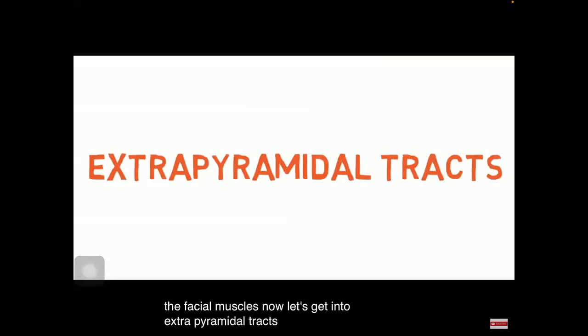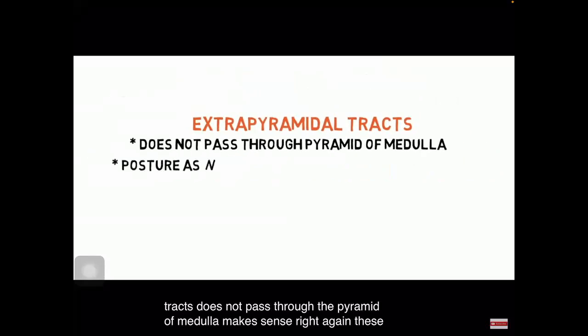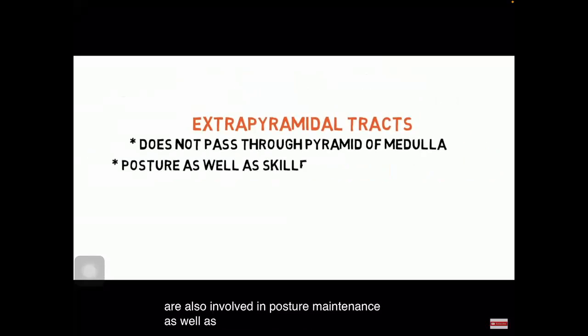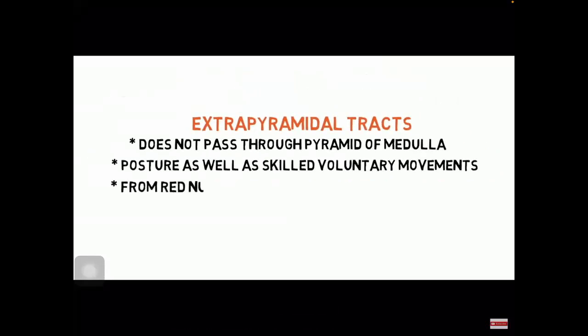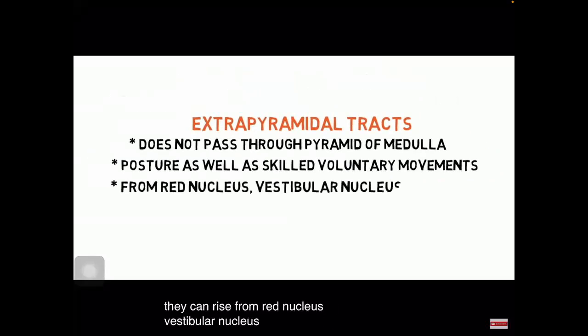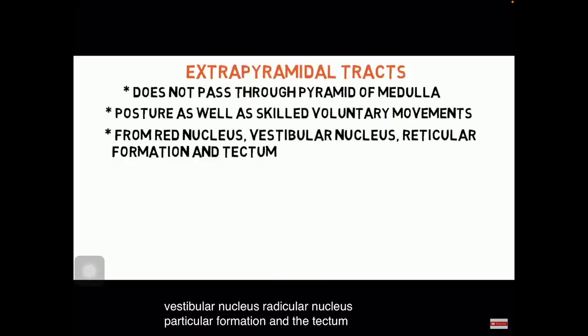Now let's get into extrapyramidal tracts. As the name suggests, they do not pass through the pyramid of the medulla. Makes sense, right? Again, these are also involved in posture maintenance as well as doing skilled voluntary activities or movements. They can arise from the red nucleus, vestibular nucleus, reticular formation, and the tectum.